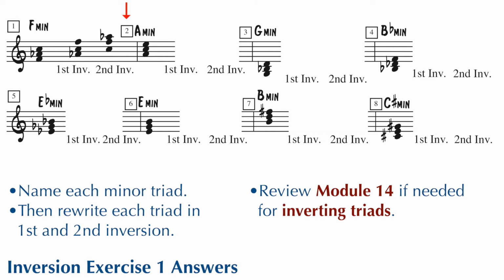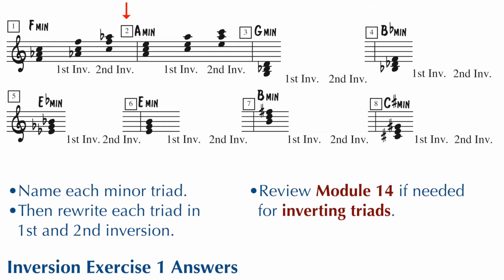Number 2 is A minor. To change this A minor root position to first inversion, raise the root an octave, and now the C, the third of the chord, is the lowest note, C, E, A, first inversion. To change this first inversion A minor to second inversion, raise that C an octave higher. Now the fifth of the chord, the E, is the lowest note.